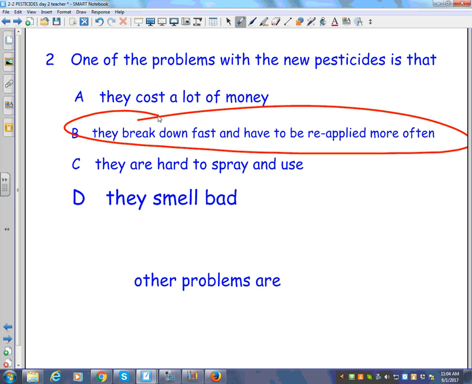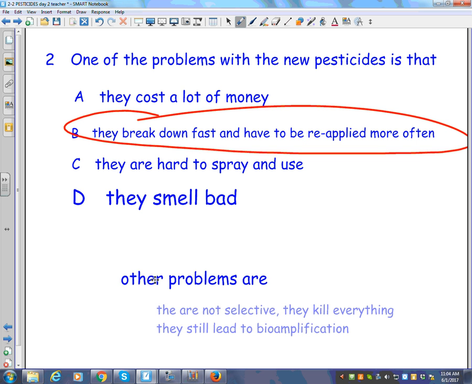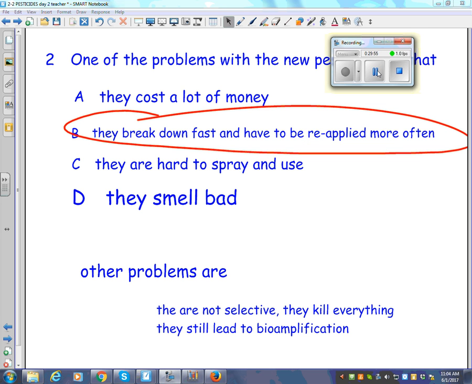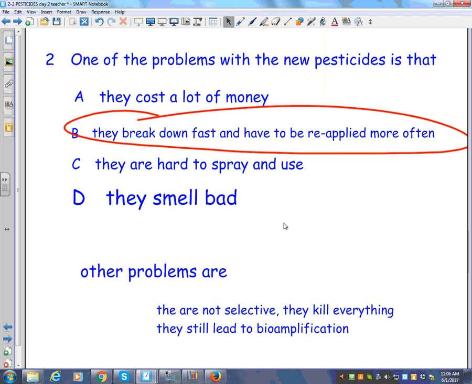What are some other problems? They're not selective. They tend to kill everything. They can still lead to bioamplification in some cases, though not nearly as bad. They are certainly better. Good?